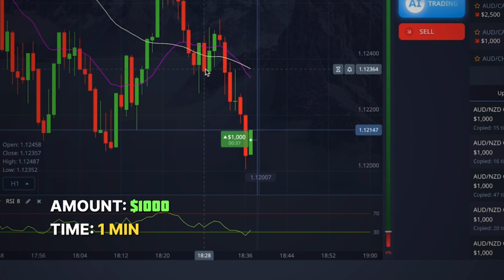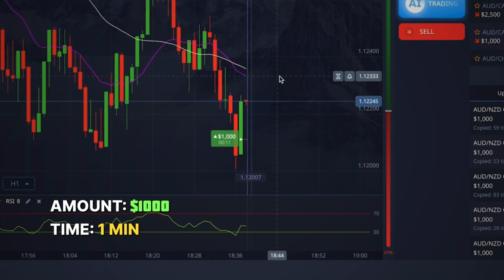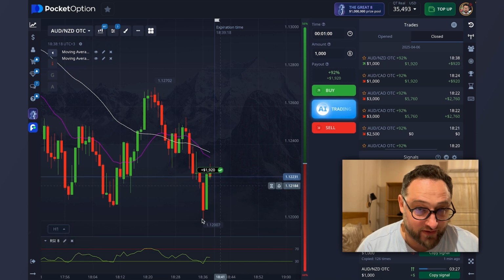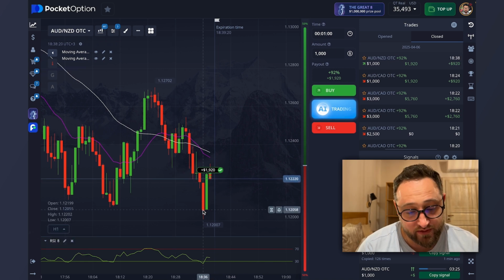And just check these signals. Look, the RSI just crossed the oversold line. The two moving averages cross each other, which is also a signal that the trend will reverse. As you can see, the candle also shows us that we were right. I will finish this session with this good deal.